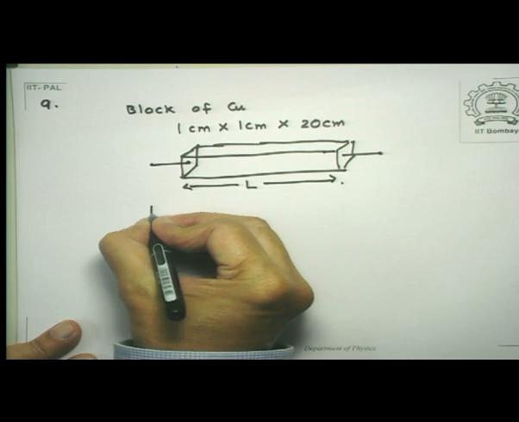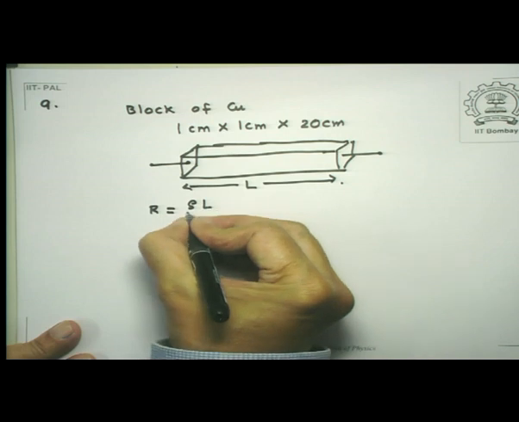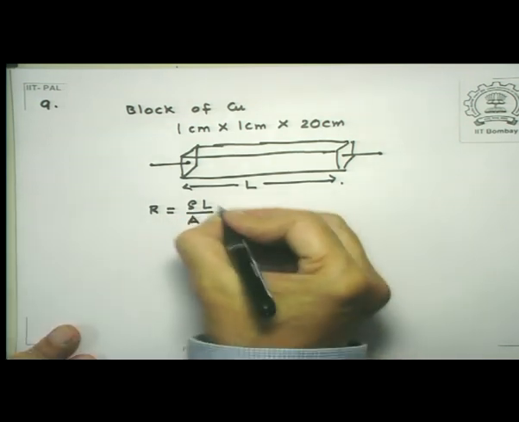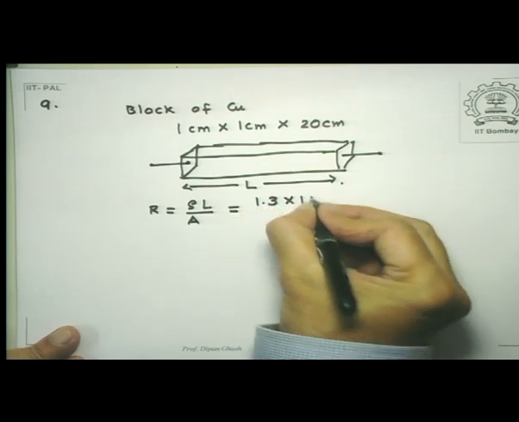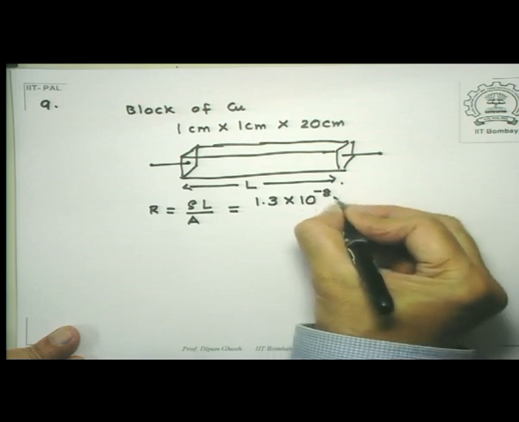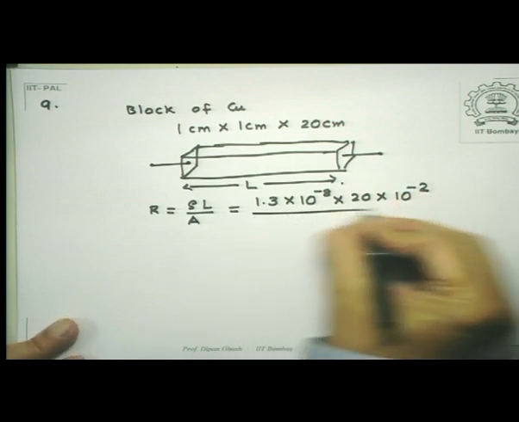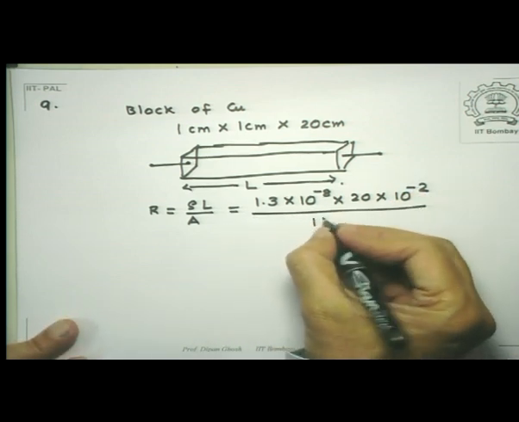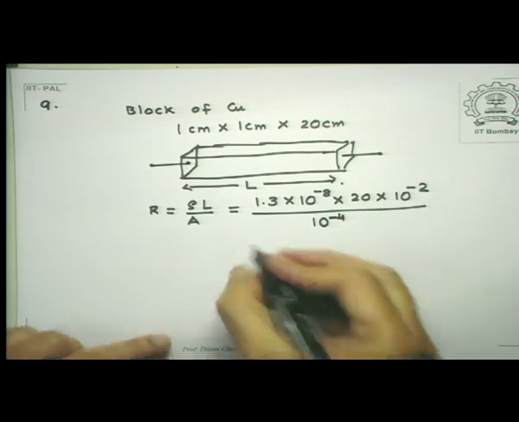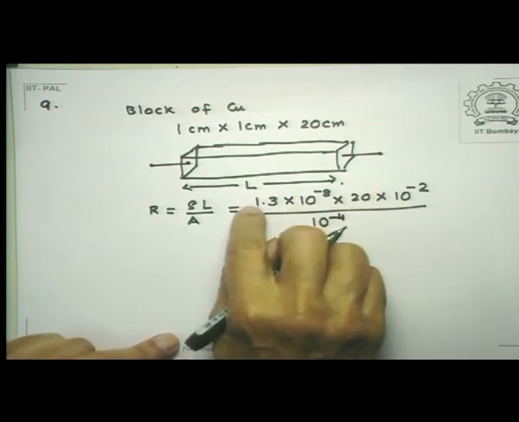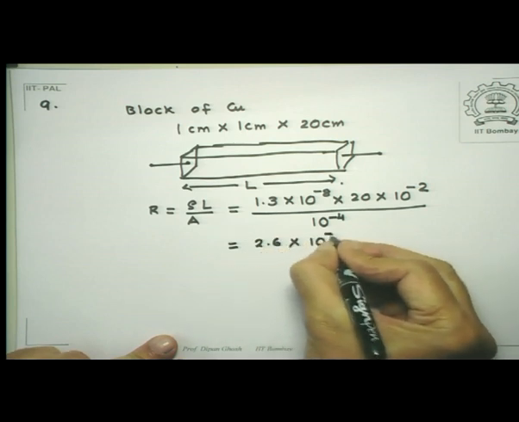Then my resistance between these two ends, which we have said is rho L divided by the area. Rho is, I will take the data for copper that I had given you earlier, 1.3 into 10 to the power minus 8, and the length is 20 into 10 to the power minus 2 divided by the area, which is 1 centimeter by 1 centimeter, so it is 10 to the power minus 4 meter square. And if you look at these numbers, here I have got 2.6 into 10 to the power minus 5 ohms.